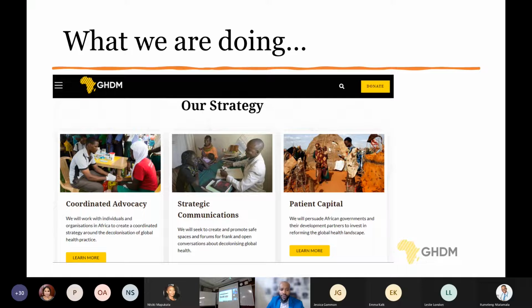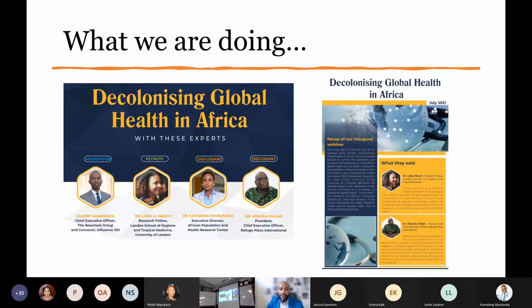We have three strategies, really: coordinated advocacy, things like signing petitions together. We have strategic communication, and I'll talk a bit more about that because that's where we've done most of our intervention. And patient capital, where we are trying to persuade our governments to invest more in research and in global health in general, because we feel part of these power dynamics are perpetuated by the funding landscape. This heavy reliance on Western funding puts us at the mercy of some of these behaviors. In terms of strategic communication, we hosted a webinar on decolonizing global health sometime last year, very well attended.